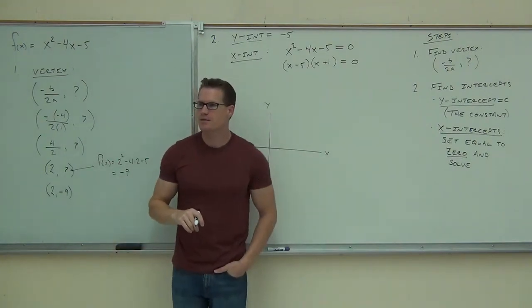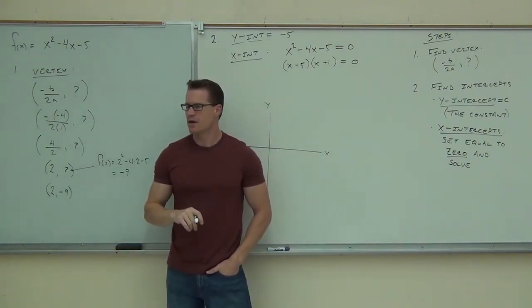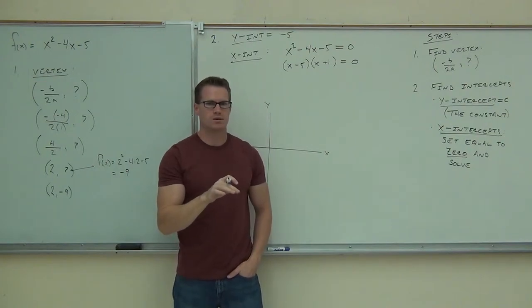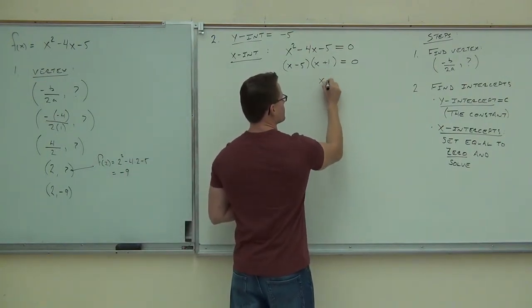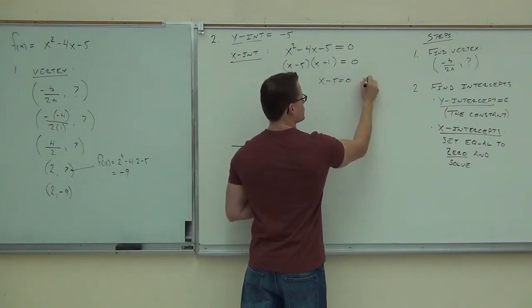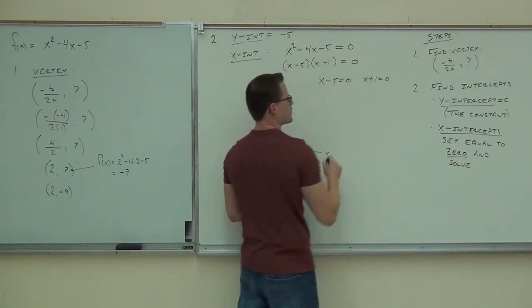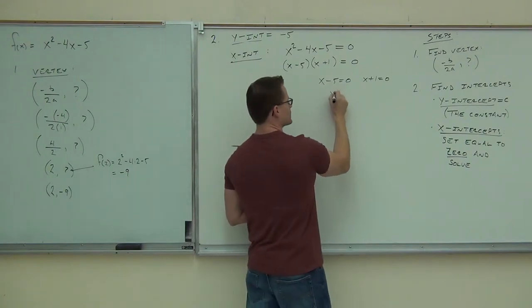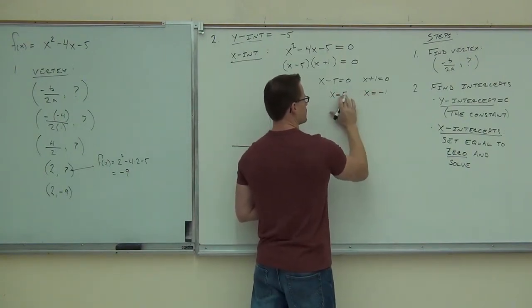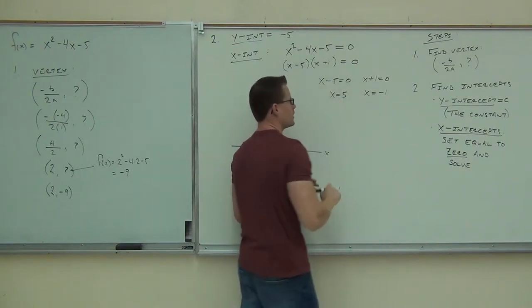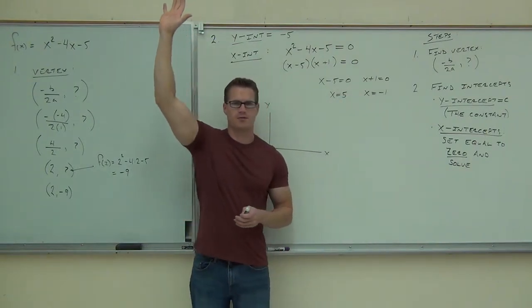Now, are you done on that? What else are you going to do? Yeah, so don't forget the things that we know how to do already. So we're going to do x minus 5 equals 0 and x plus 1 equals 0. If we solve these, we get x equals 5 and x equals negative 1. Okay, I need a show of hands. How many people feel okay getting down to that far?